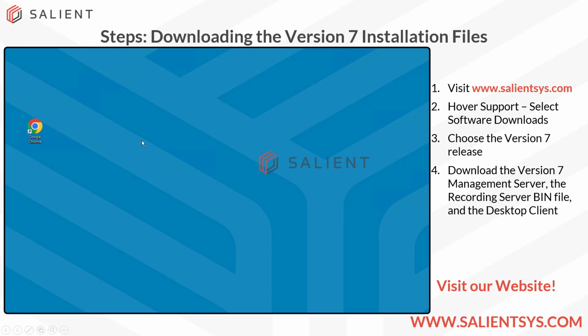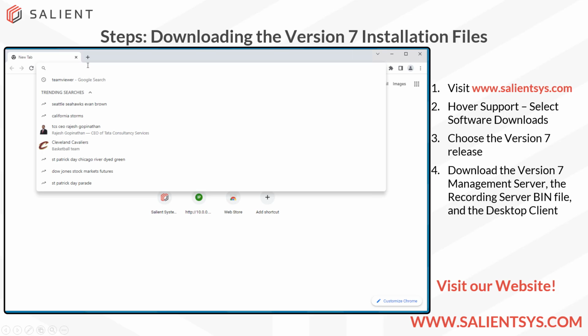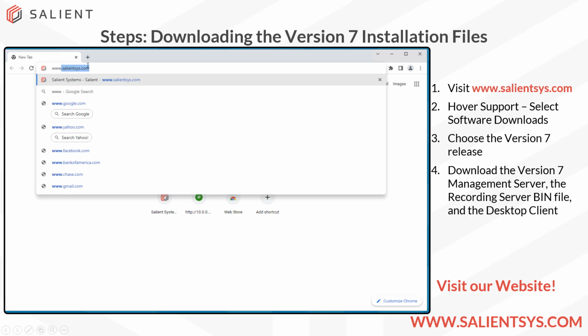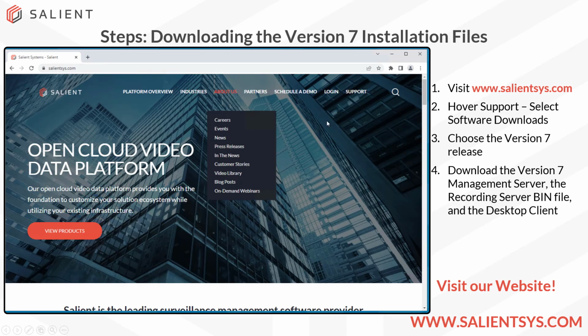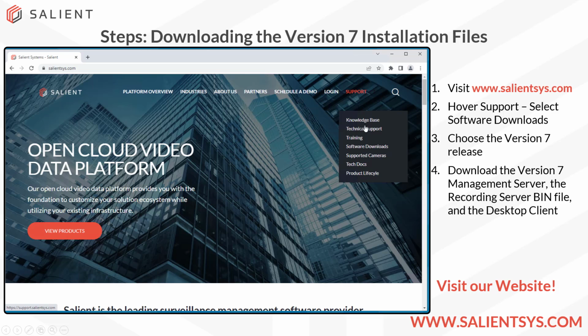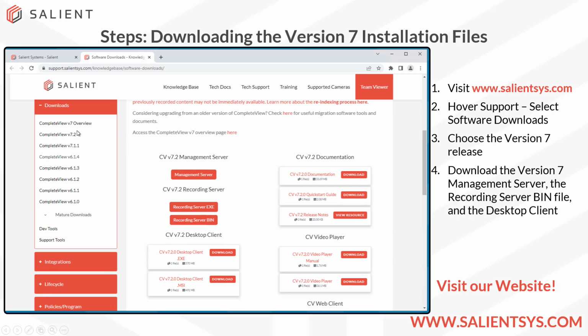All right, to download your files, just open up your web browser and head to the Salient website, www.salientsys.com. And once you're on the main page, hover the support link, drop down to Software Downloads and select that. That will bring us to the Software Downloads page. On the left-hand side, you'll see all of the different release versions that we have available. You can select the version 7 that you want.